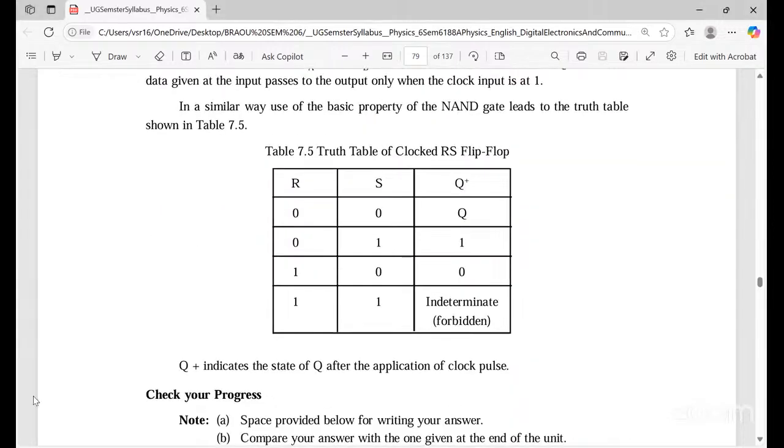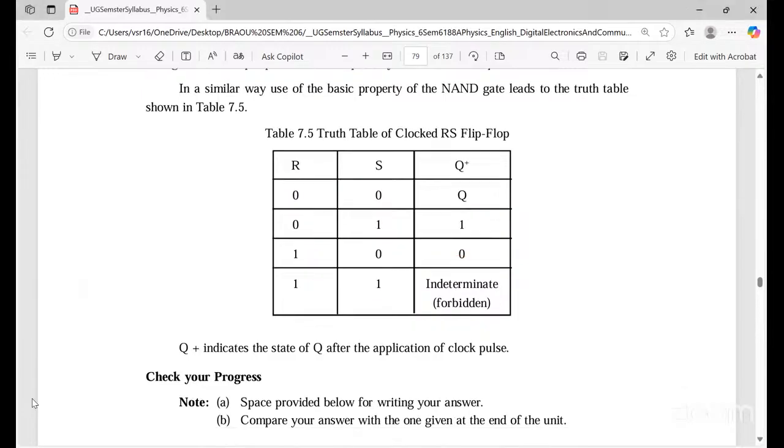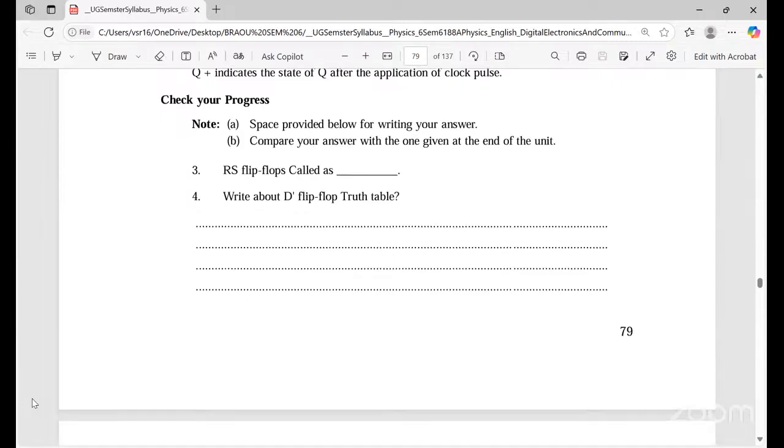So this gives you the clocked RS flip-flop, R and S. Okay. So Q plus: 0, 0 gives Q; 0, 1 gives 1; 1, 0 gives 0; 1, 1 is the forbidden state. Okay. So this is the RS flip-flop.